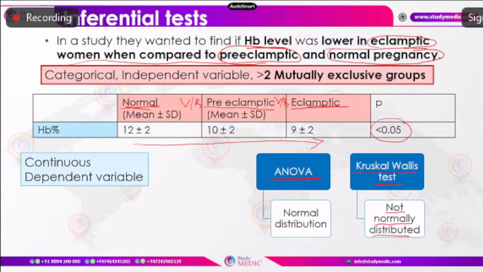So till now we studied unpaired t-test, paired t-test, and analysis of variance. All these three tests deal with finding the significance of the difference in mean of a continuous variable, either in two mutually exclusive groups, that is t-test and Mann-Whitney test, or more than two groups, that is ANOVA and Kruskal-Wallis test, or two paired groups, and that is the paired t-test and Wilcoxon signed rank test.